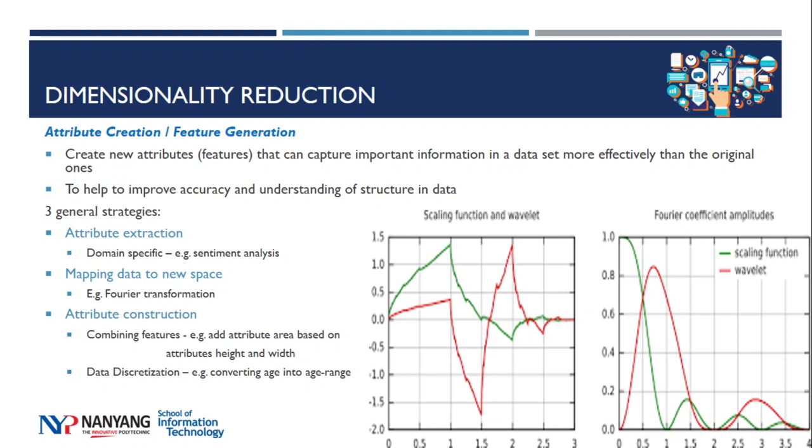The other one that we are looking at is techniques like mapping data to a new space. Fourier transform is an algorithm that converts the data from time domain to frequency domain, and data discretization is used when we want to convert or partition continuous attributes into different bins.